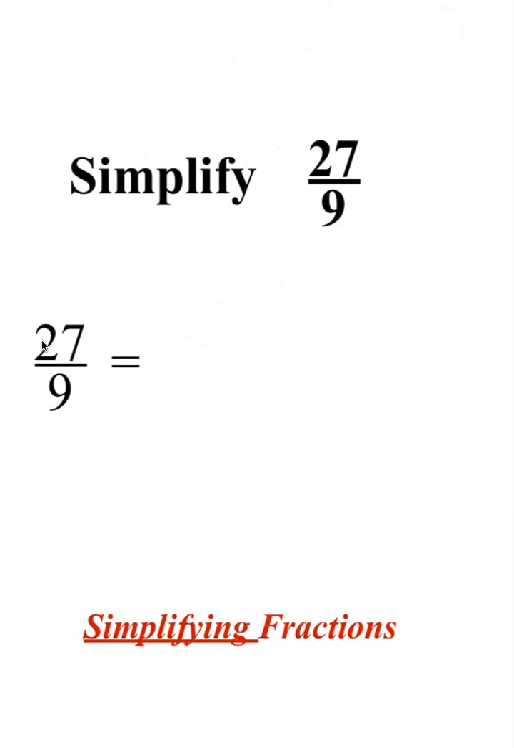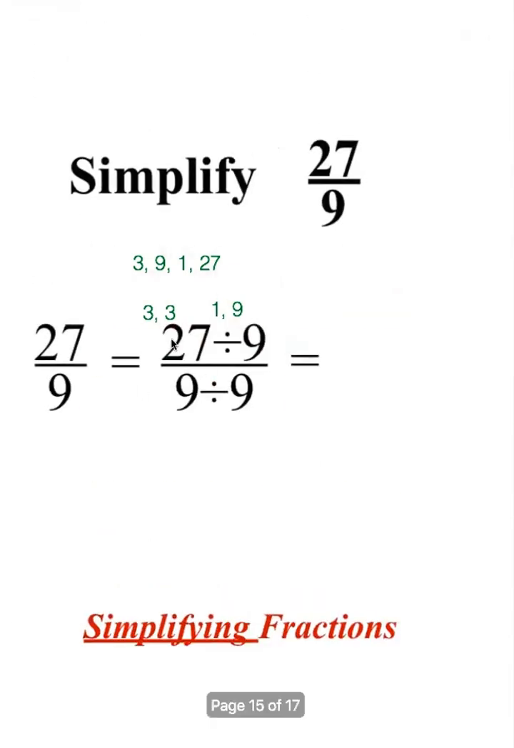Okay, so for this question here, we want to see what we can divide both 27 and 9 by. Then we look at what we can times together to get these numbers. So to get 27, we could times 3 and 9, times 1 and 27, and that's about it. To get 9, we could times 3 and 3, or we could times 1 and 9. Now, the biggest number these have in common is 9. So we can divide both the top and the bottom of the fraction by 9.